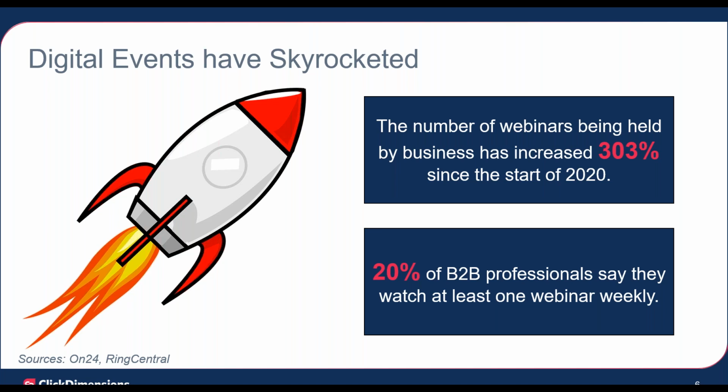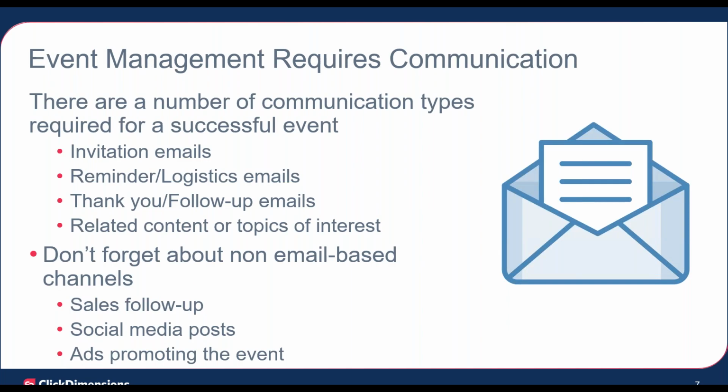So based on those stats and based on the changing event landscape, how do events and campaign automation communications come together? Well, event management requires communication. Think about the number of emails and messages that are sent in conjunction with an event. You're sending invitation emails, you're sending reminder emails to sign up or register to people that haven't yet taken action on the previous invites. You're sending a reminder to join or a final logistics email, thank you emails, follow-up emails, potentially even related content or topics of interest.